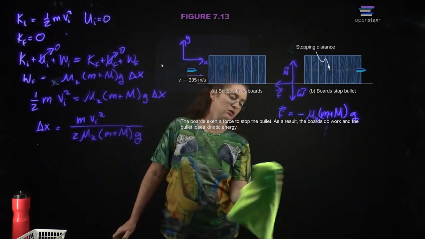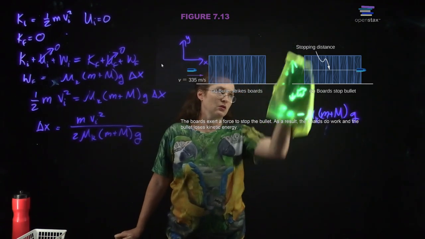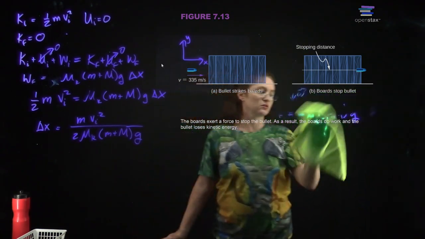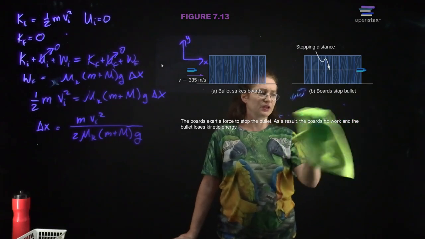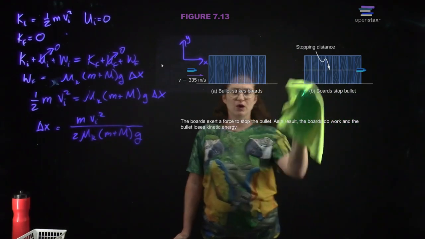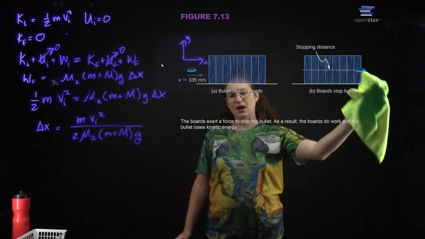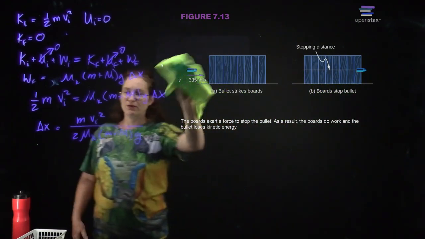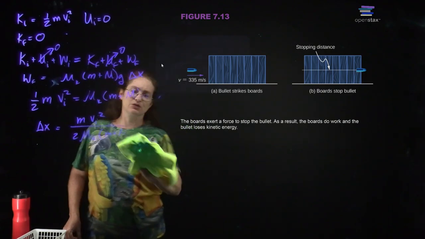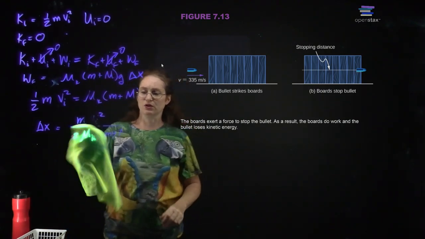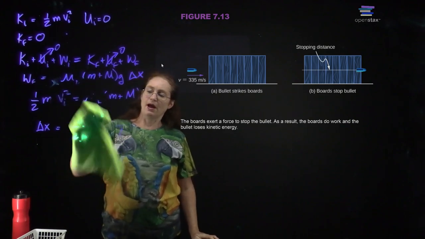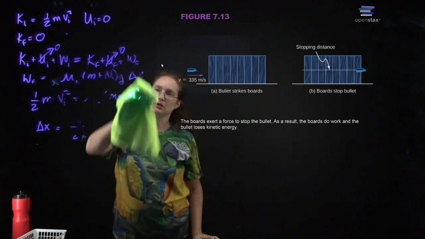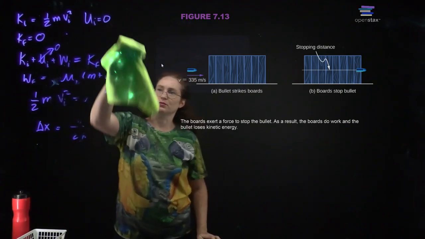So that is how you can use energy conservation to solve it. You could ask different variations on this problem. Given the speed, how far does the board-bullet system travel? Or you're given how far it travels and the coefficient of kinetic friction: how fast was the bullet going?